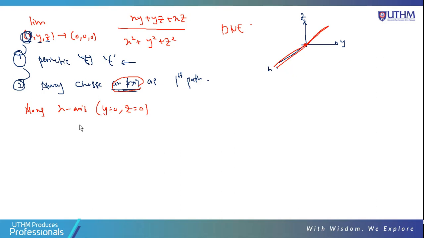So what remains is the limit of x as y opposed to 0. Opposed to 0, what remains is 0 over x squared, so 0 divided by something is 0. Okay, this is the first path.